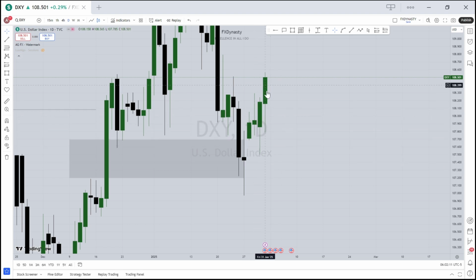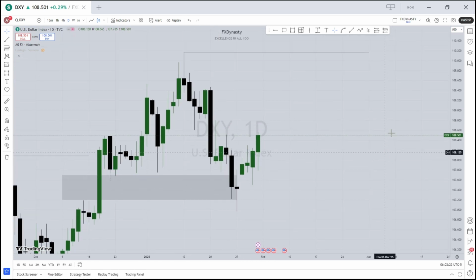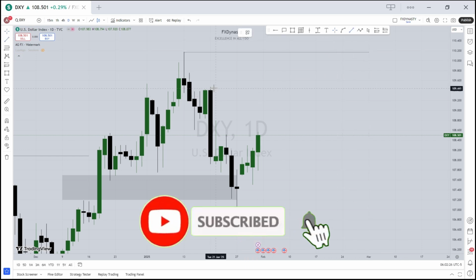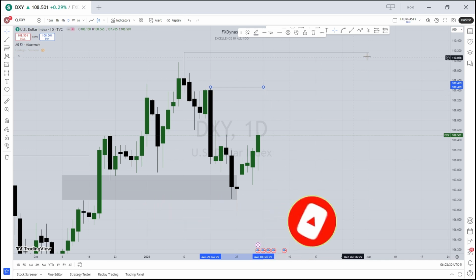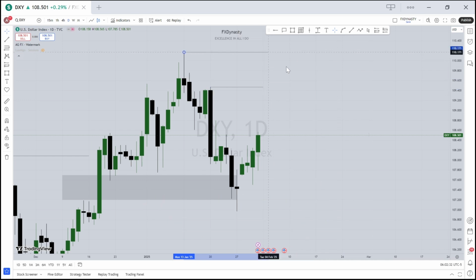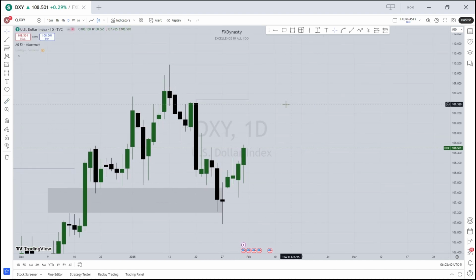This is a Friday candle, Thursday candle, Wednesday candle, Tuesday candle, and Monday candle. You can see that Thursday candle came into this imbalance and rejected. So that's giving us a signal that price wants to target this high and potentially this overall high here. So for now, this will be our target. These two highs here will be our target.